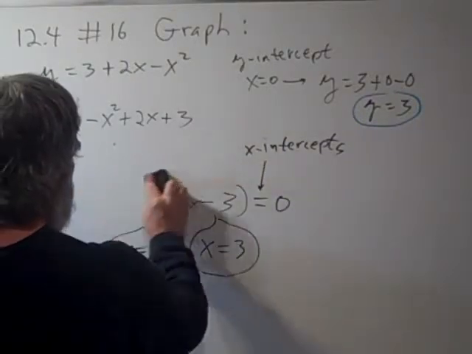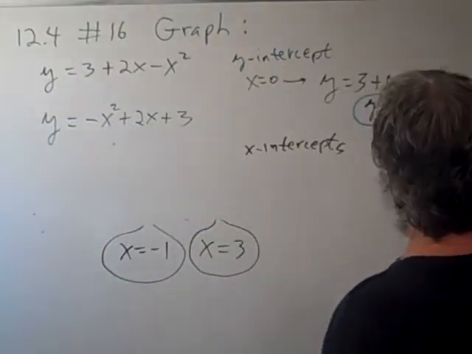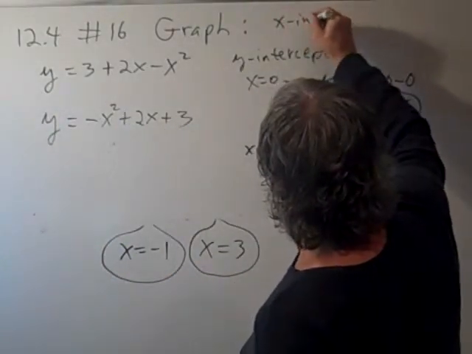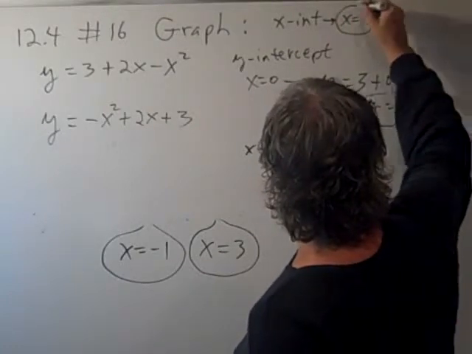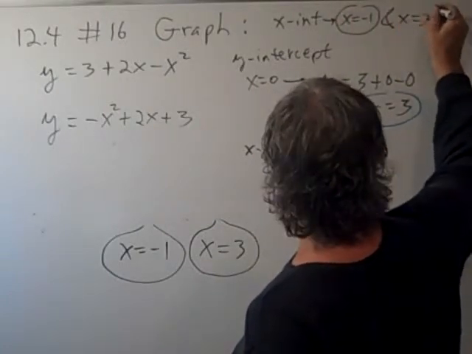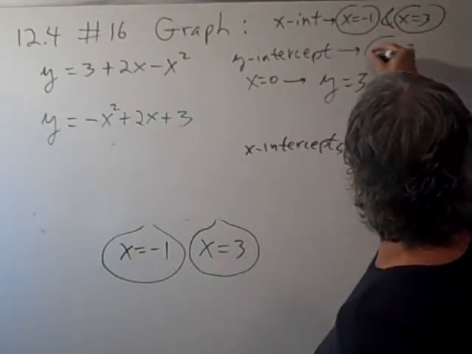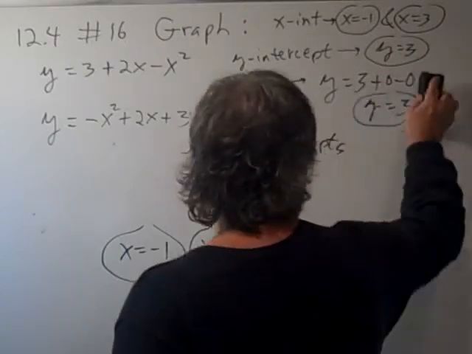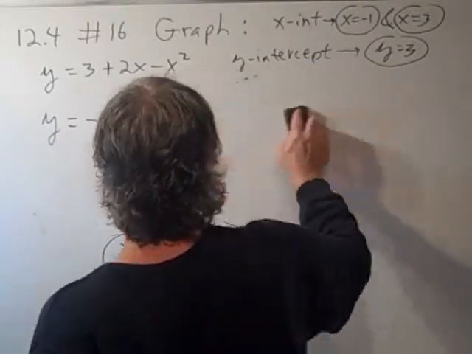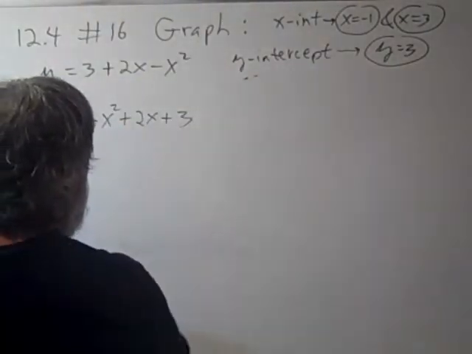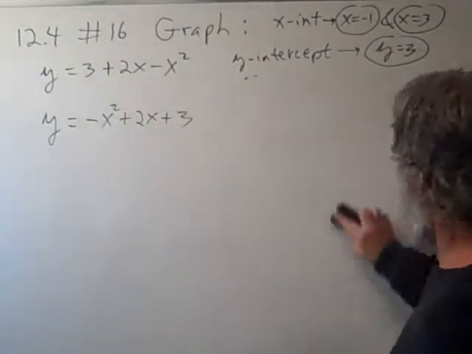So to find the vertex, we put all the information we have up here. X-intercepts are the points x equals negative 1 and x equals 3. The y-intercept is y equals 3. Need a little space here. So now let's find the vertex. The single most important point on any parabola is the vertex.